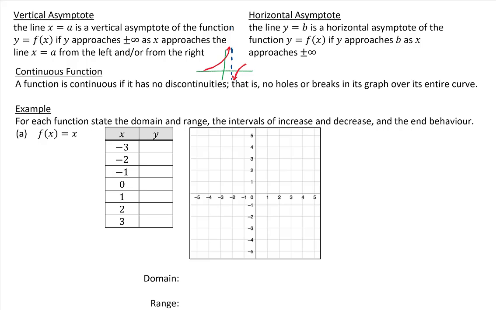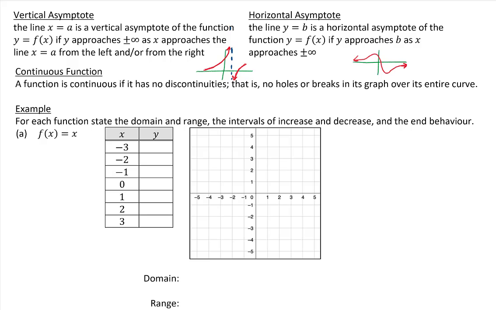So for horizontal asymptote, we say that the line y equals b is a horizontal asymptote of the function y equals f of x if y approaches some number b as x approaches plus or minus infinity. So for example, if we have a graph and the graph is approaching, let's say, the x-axis, so y equals 0, as x goes to plus or minus infinity. So that picture there, the horizontal asymptote is y equals 0.